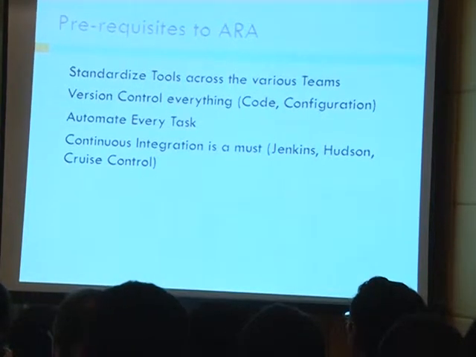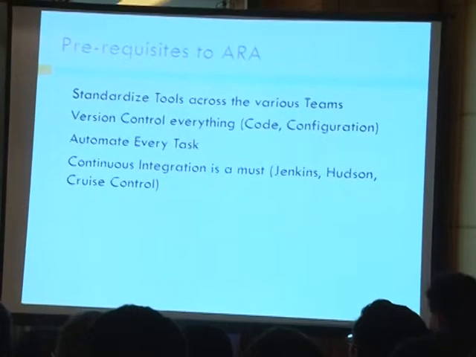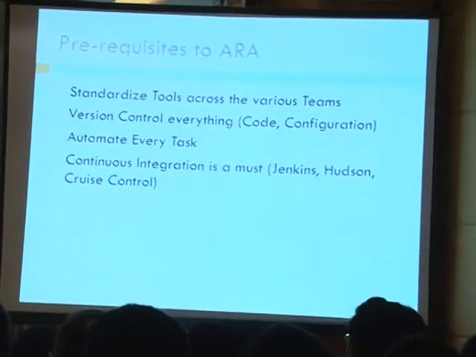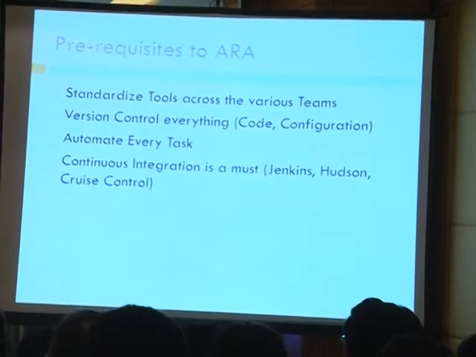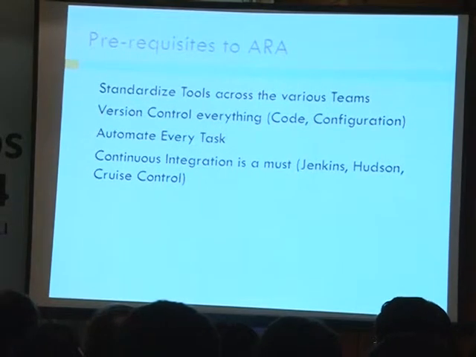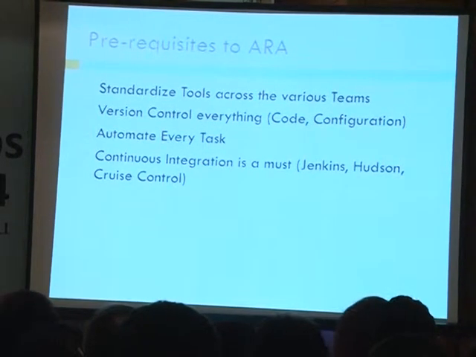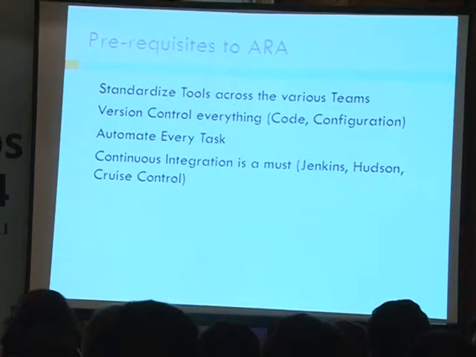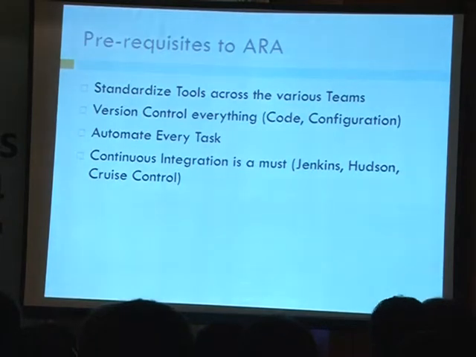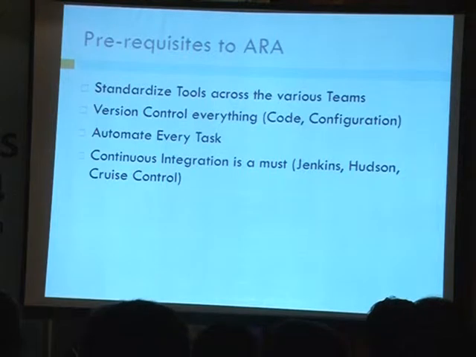So I'm hoping that I would have got you interested in the whole application release automation space. These are some of the prerequisites in our opinion. You need to standardize tools across various teams, because you would have seen that we are helping you streamline the whole process, right? And unless you have the same set of tools being used by your dev, your QA, your ops, it's going to be slightly difficult. So if you can have streamlined tools that all your stakeholders are using, it becomes simple and easy for you to orchestrate the process. Version control everything. I think you asked about the configuration.